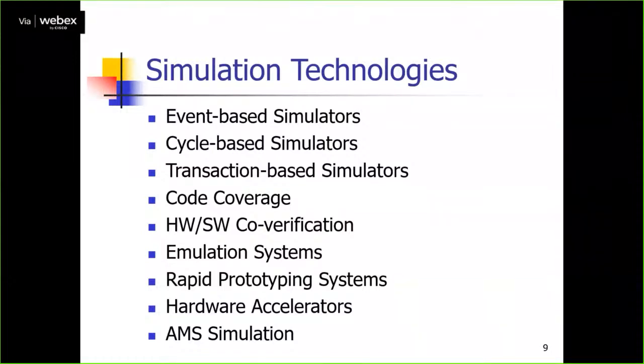Let us say that for a particular time period, I have a number of events occurring. At time t1, I have inputs 0, 0, 0, 1 and 1, 0. At time t2, I have 1, 1, 1, 0 and 0, 1. This repetitive time-period checking of the given functionality is called a cycle-based simulator.